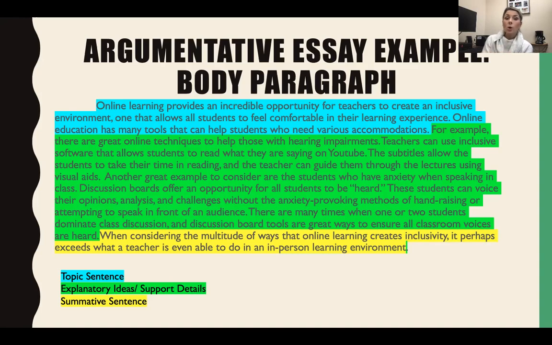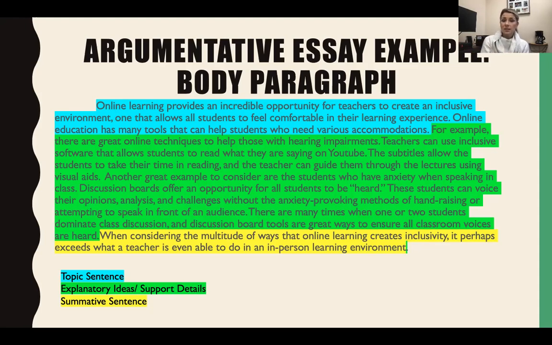For example, here's my background information. There are great online techniques to help those with hearing impairments. Teachers can use inclusive software that allows students to read what they are saying on YouTube. The subtitles allow students to take their time in reading, and the teacher can guide them through the lecture using visual aids.